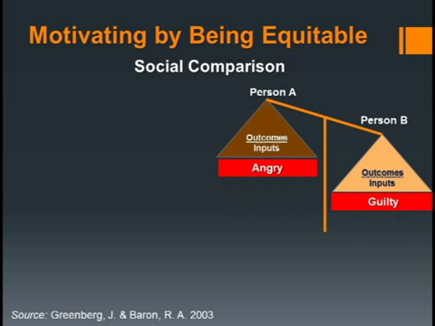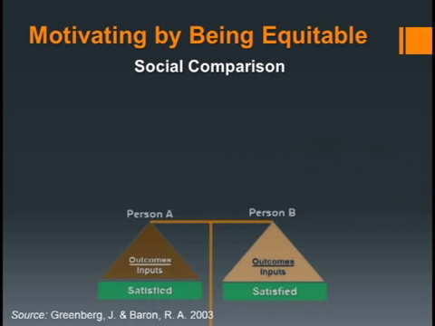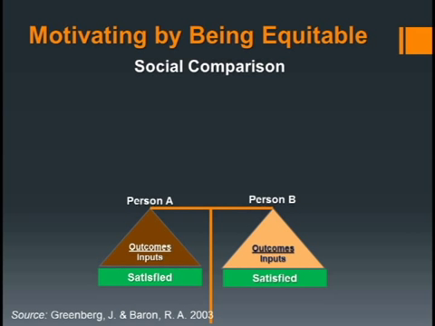In this example, underpayment inequity occurs for person A and overpayment inequity occurs for person B. In this example, with equal inputs to outcomes, an equitable payment occurs for person A and for person B.